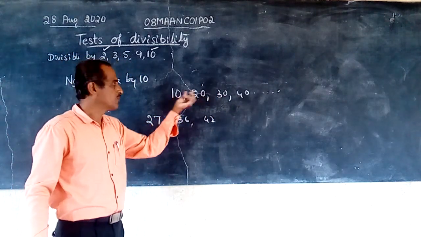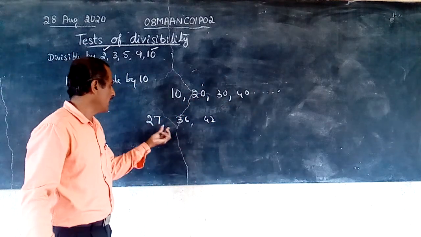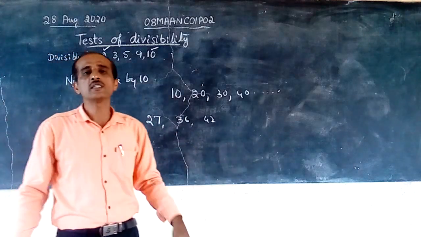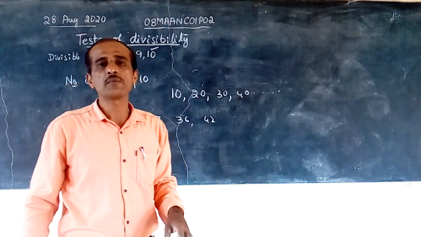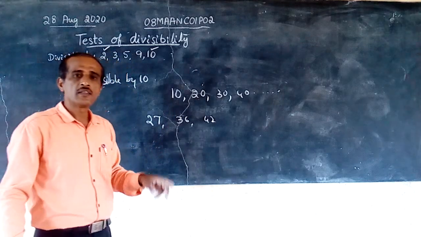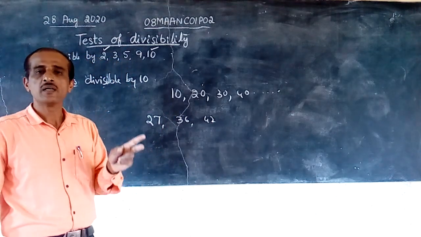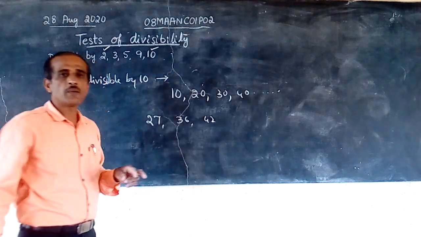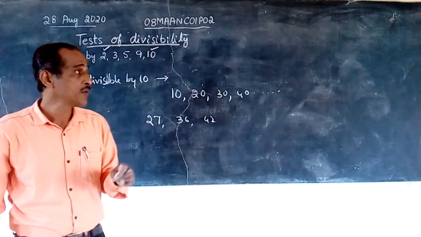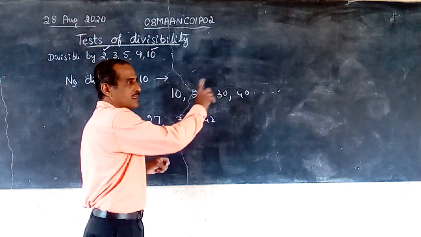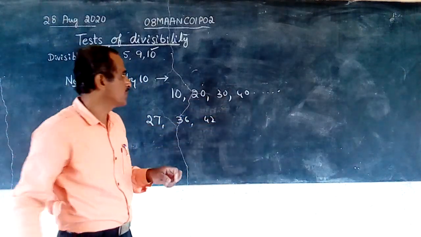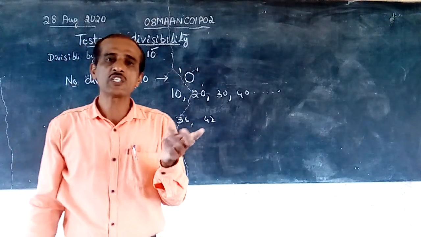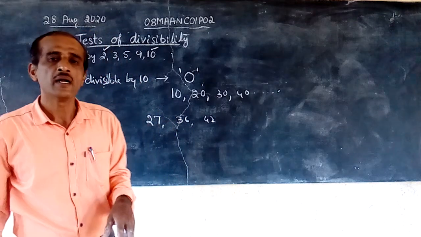The last digit is 0 in all these numbers, and here other than zeros numbers are there. So if the last digit of a particular number is 0, then such a number is divisible by 10. So remember always how to check whether a number is divisible by 10 or not. You have to check whether the last digit, or digit in the unit place, is 0. If the digit in the unit place is 0, such numbers are divisible by 10.